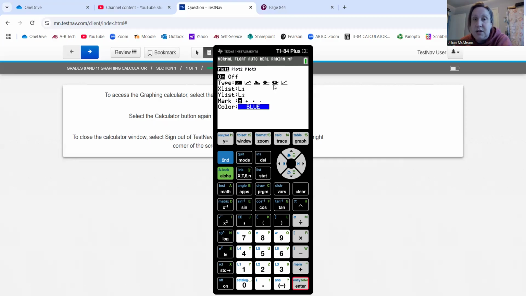So I could change the type of graph, but don't. We want it to be a scatter plot. We want our x's in L1, our y's in L2, and we've got it marked as blue with these little kind of circle dots, okay? So do that first. Make sure your stat plot is on. So plot one needs to be on.